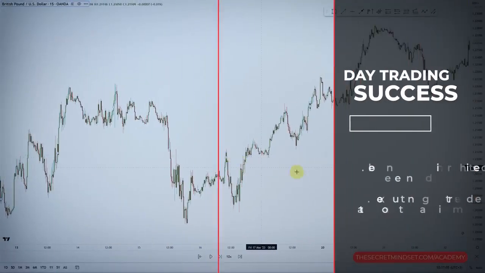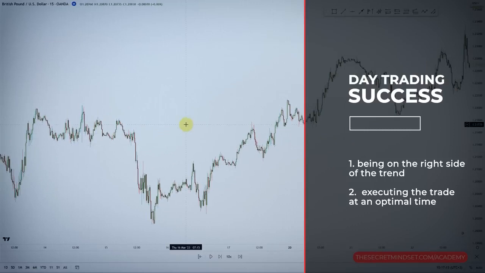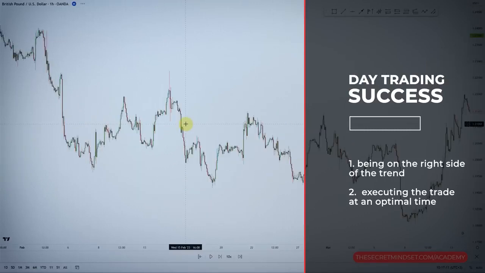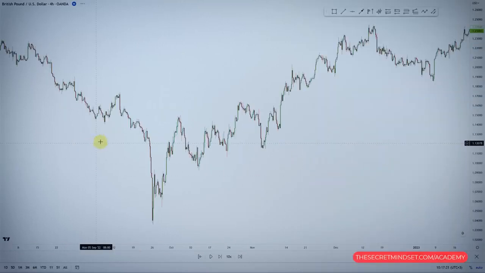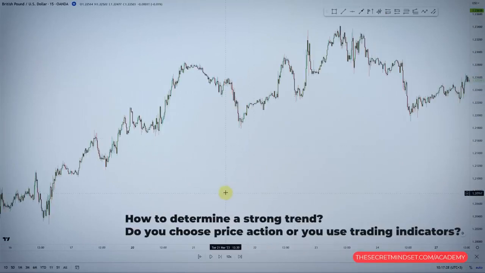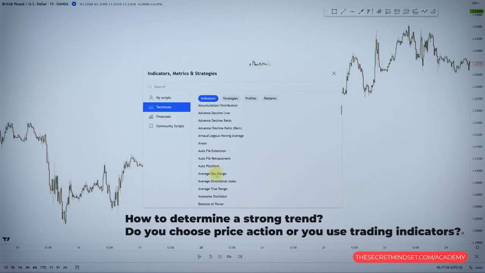So day trading success is quite dependent upon being on the right side of the trend, but also executing the trade at an optimal time. The main problem is that not all trends are created equal, and there are multiple trends spread across many time frames that exist simultaneously. So how do you determine a strong trend? You have two choices: to use price action or to use trading indicators.